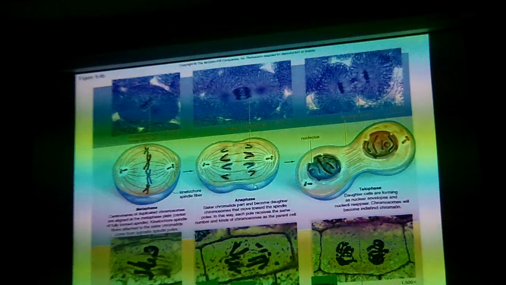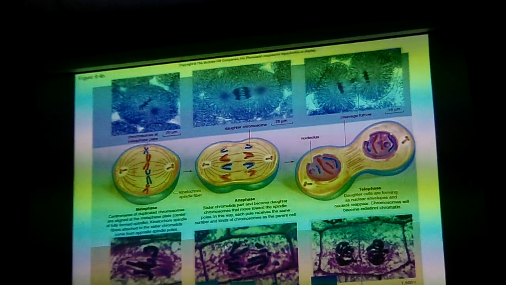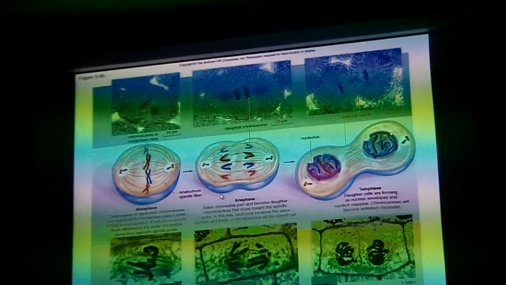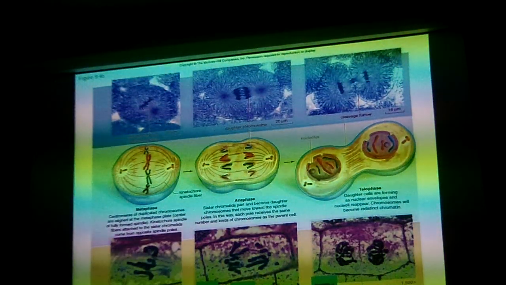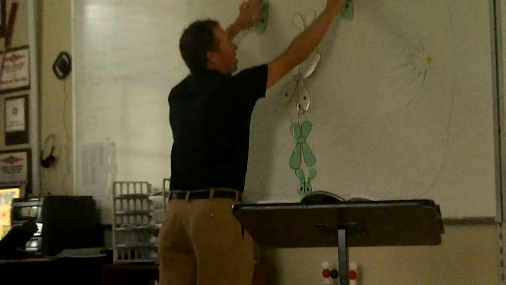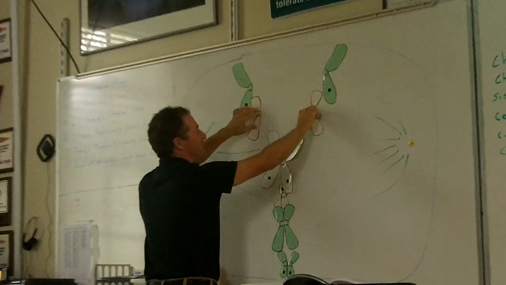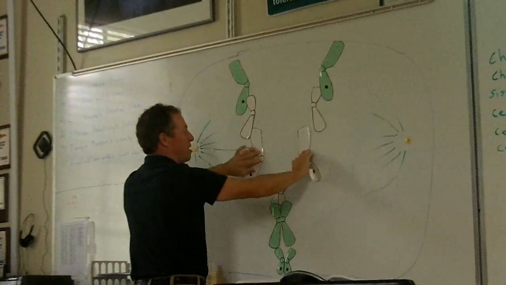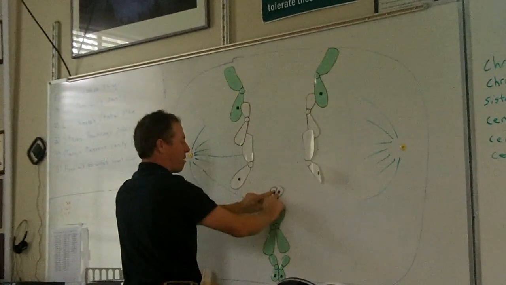Next phase, anaphase. In anaphase, the chromosomes separate at the centromere and start moving along the microtubules to opposite sides. So this is the part you were waiting for, Jordan. They break apart.